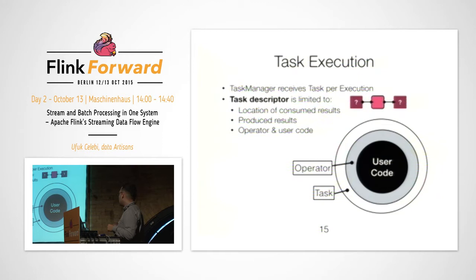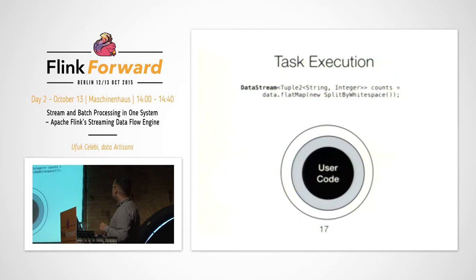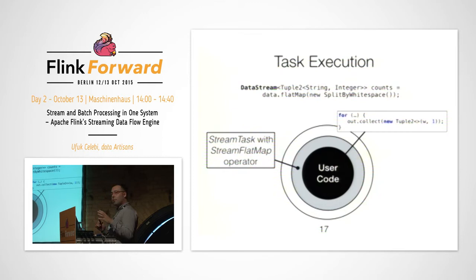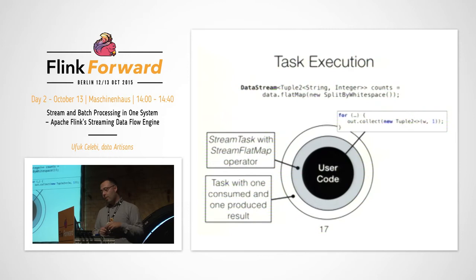And this is actually, let's skip to here. So if you have your user code, for example, in this flat map, you have a user-defined function to split by white space. This will be running inside the user code. For example, the for loop here will be wrapped in the task as the user code. Outside of it will be some operator code, which is provided by the Flink runtime, for example, for the flat map, which is taking care of reading the data and giving it to the user function. And the outermost circle is the task environment. This is also taken care of by Flink to set up the consumed and produced results.